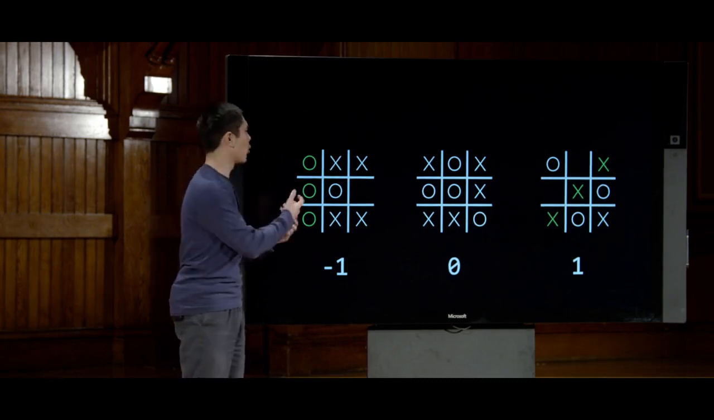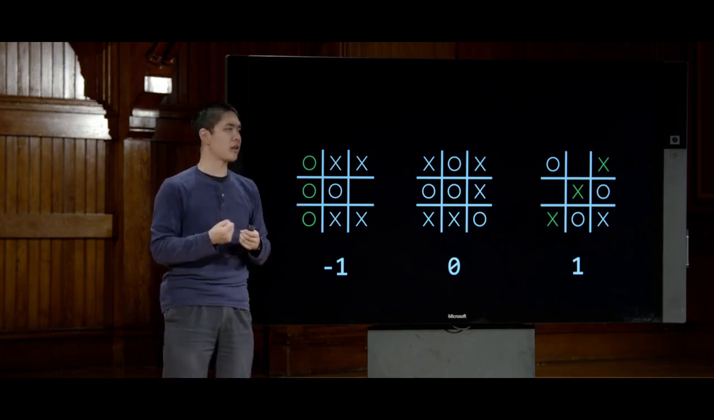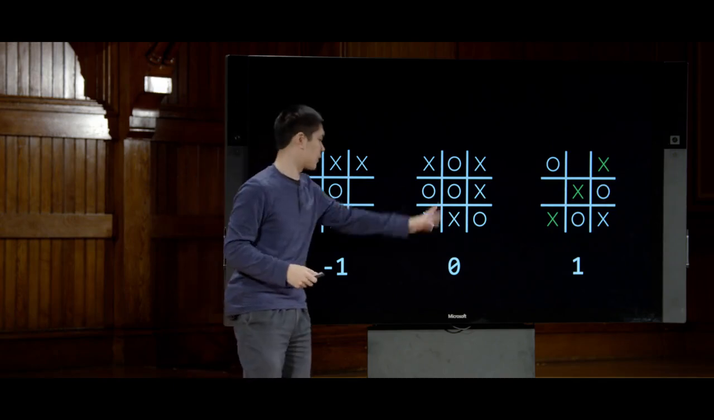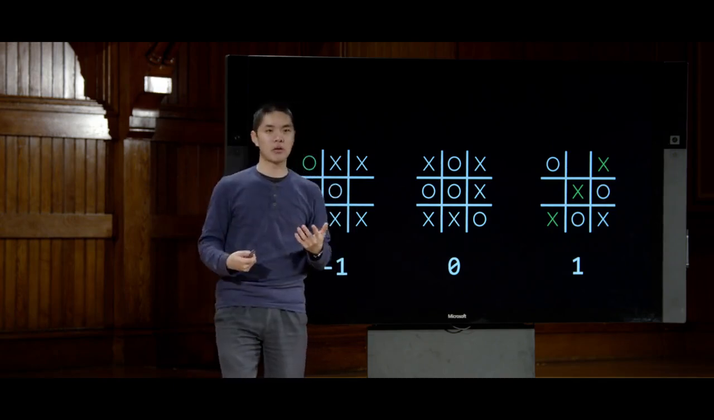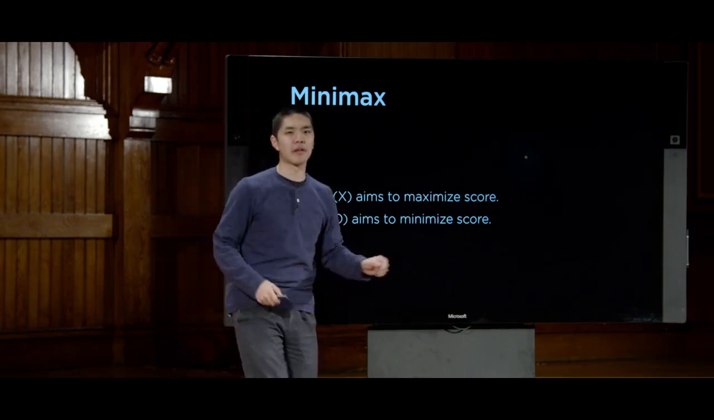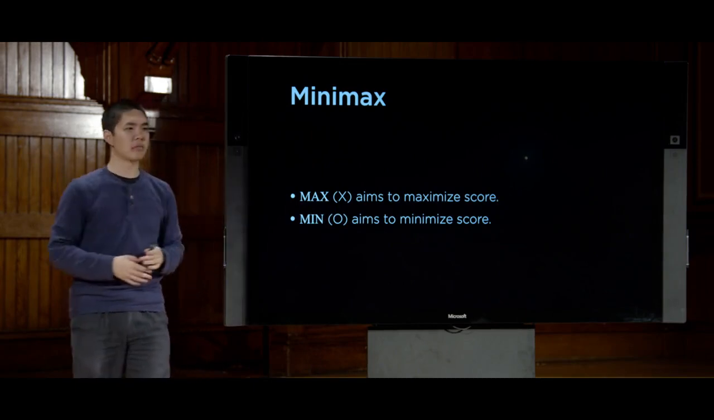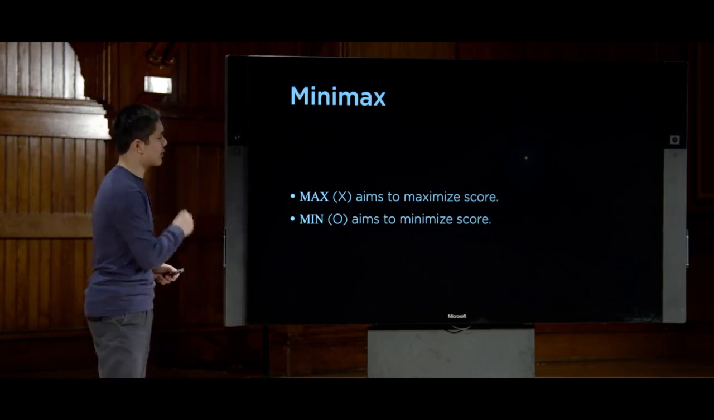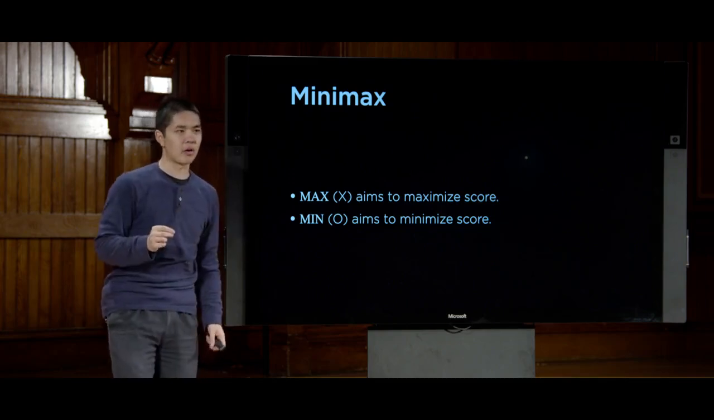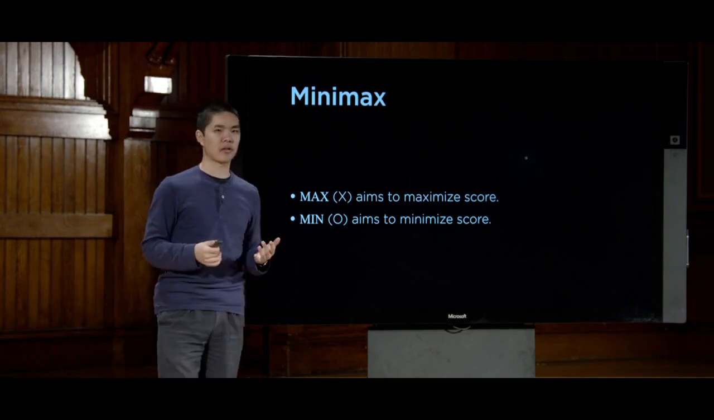So this notion of winning and losing and tying has been reduced mathematically to just this idea of try and maximize the score. The X player always wants the score to be bigger. And on the flip side, the min player, in this case O, is aiming to minimize the score. The O player wants the score to be as small as possible. So now we've taken this game of X's and O's and winning and losing and turned it into something mathematical, something where X is trying to maximize the score, O is trying to minimize the score.